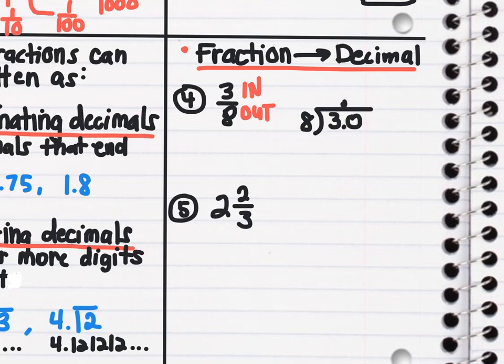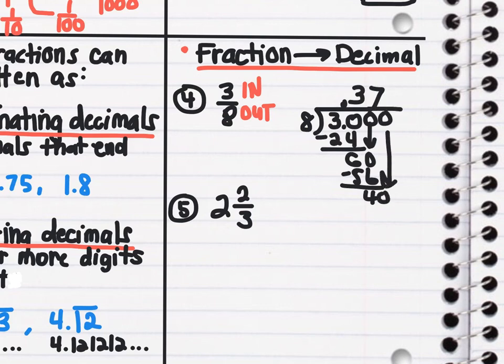8 goes into 30 3 times, and then you get 24. You subtract, and then you have a 6, so you bring down a 0 to make it 60. 8 goes into 60 7 times, and that's going to be 56. And then you subtract, and you get a 4, so you add another 0. And you bring that 0 down, and now 8 goes into 40 5 times. 5 times 8 is 40. Okay, and now we're done. So I can put a 0 in front of this decimal point, but this is my decimal for 3/8, 0.375. And this is what we call a terminating decimal.